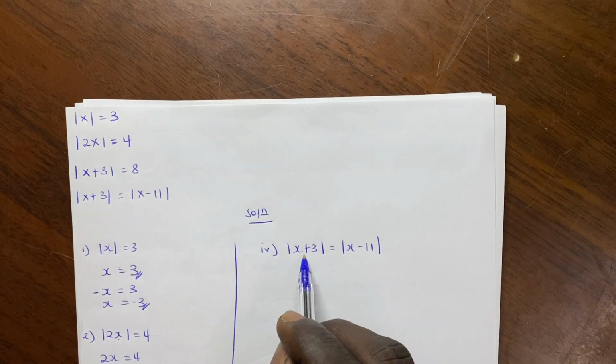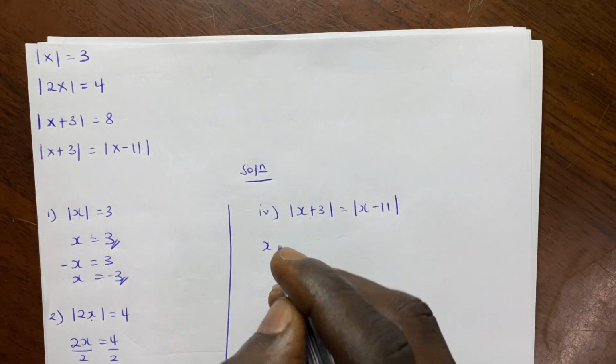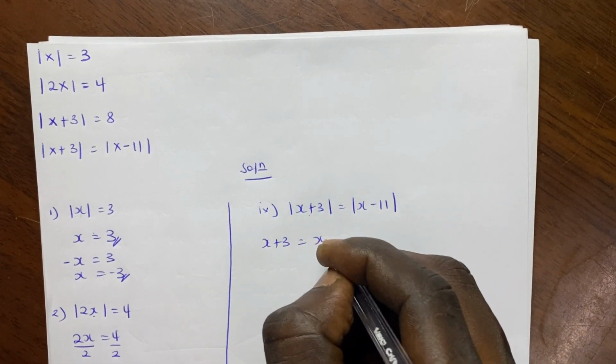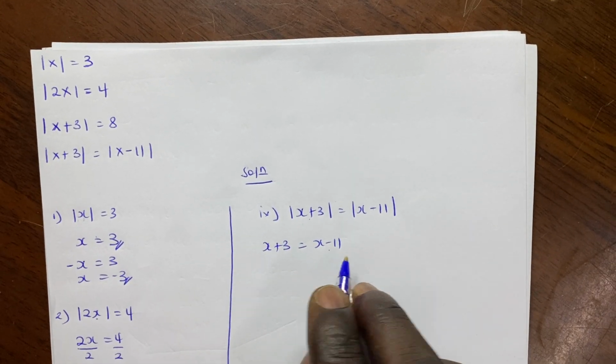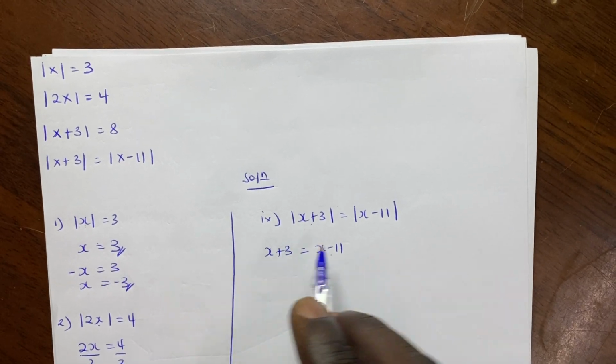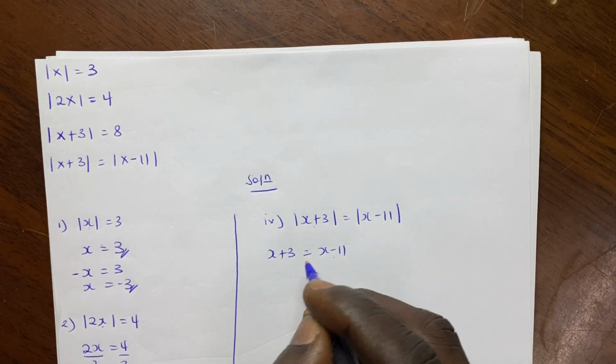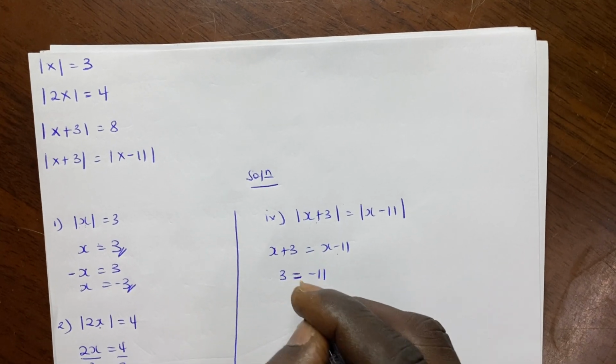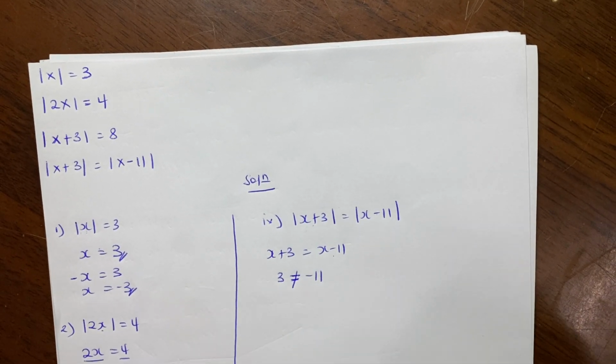So when this is positive, we're going to get x plus 3 is equal to x minus 11, because you take this to be positive too. And here, we are going to just subtract x from both sides, which is going to give us 3 is equal to -11. Which cannot be the case, so this can't be our answer.